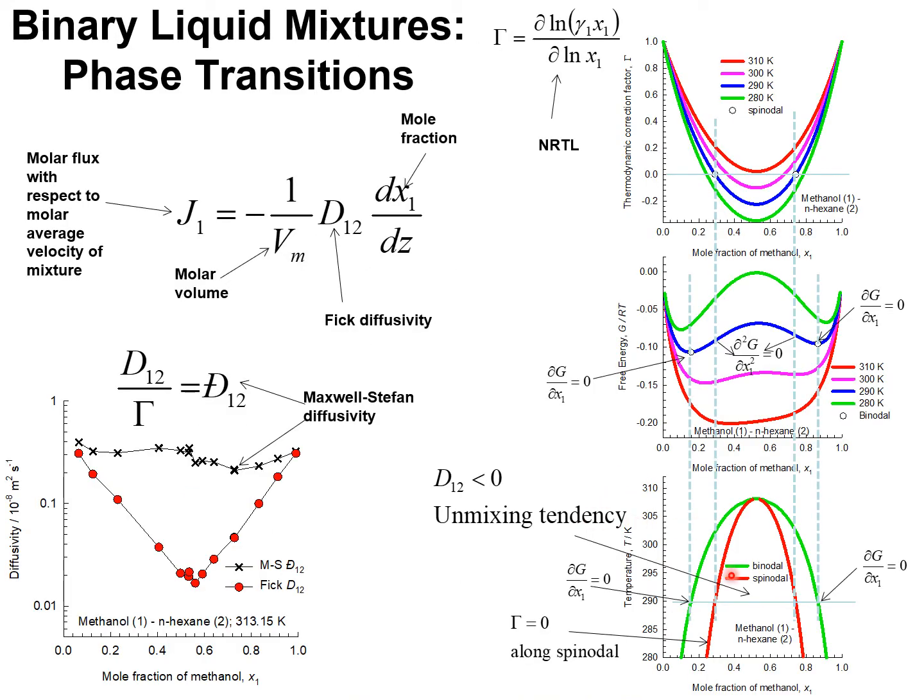Let us examine diffusion in the binary mixture of methanol and normal hexane at a temperature of 313 Kelvin. The Fick diffusivity is plotted here as a function of mole fraction of methanol. We note that the Fick diffusivity decreases by about an order of magnitude as the composition of 0.5 is approached from either end.